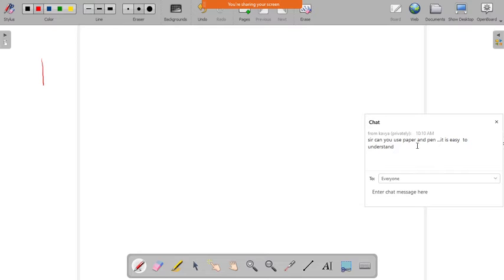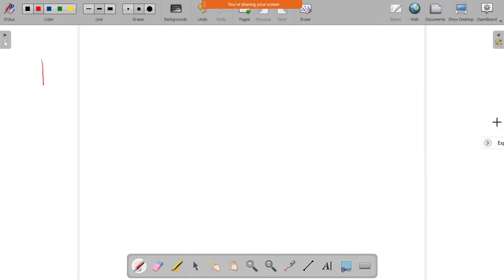Okay, I'll check this one. If it is possible, I'll use the paper and pen. That requires a camera. Because there is some issue with the camera which I was using earlier, I will check that and possibly do that.